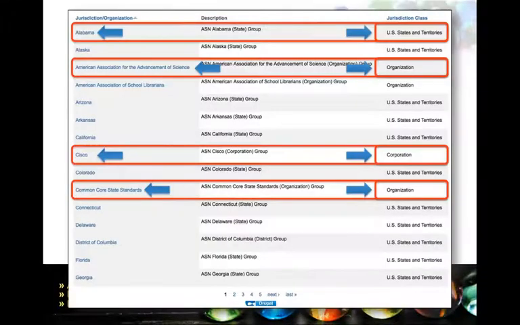So I've blown up here the previous cell to give you a sense of what is there in terms of the kinds of achievement standards. The first circle in red is the state of Alabama. If you were to click on Alabama, you would be presented with a list of all of the standards documents published by Alabama over time. And if you then clicked on one of those documents, you would be dropped into the achievement standards themselves. So Alabama is a U.S. state and territory, as it says over in the jurisdictional class.